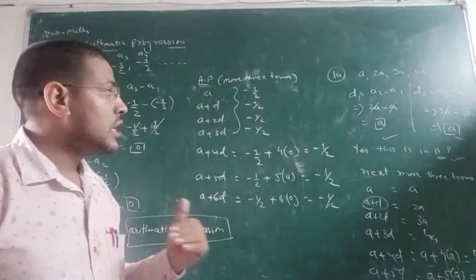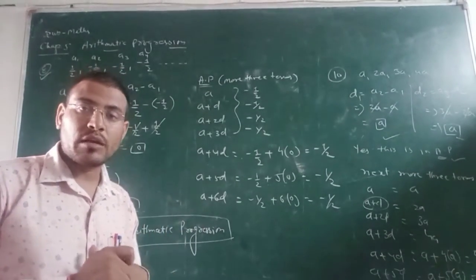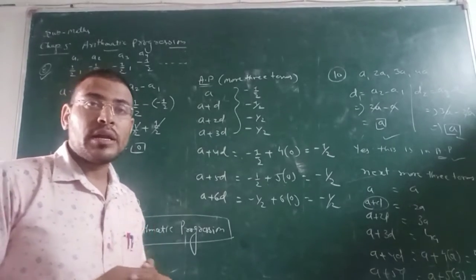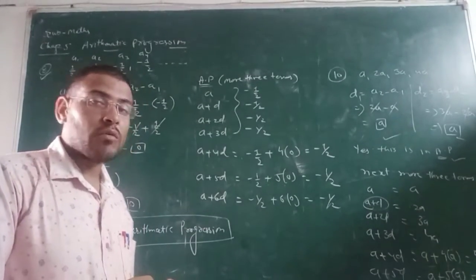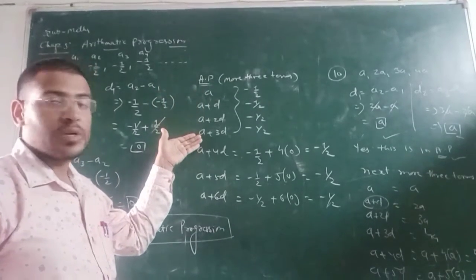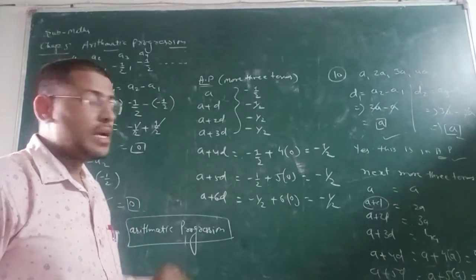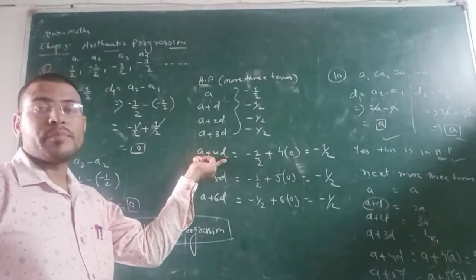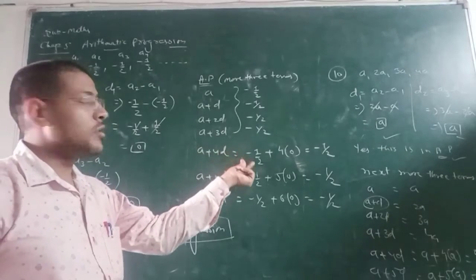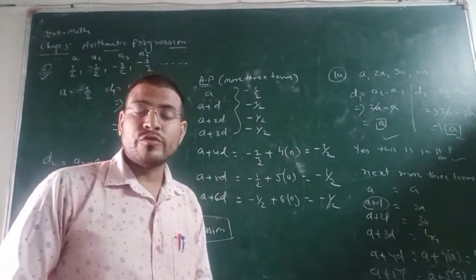Okay friends, now that we have confirmed this is in arithmetic progression, we have to calculate three more terms. We are already given the first, second, third and fourth terms. Now find the fifth term. For that the formula is a plus 4d.